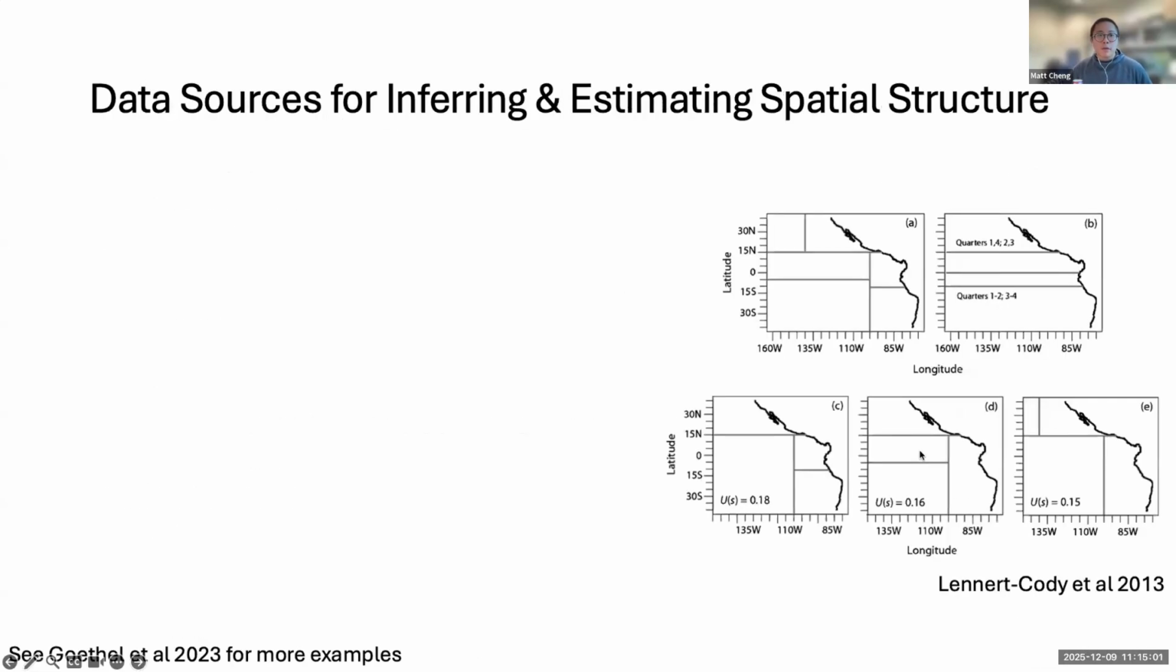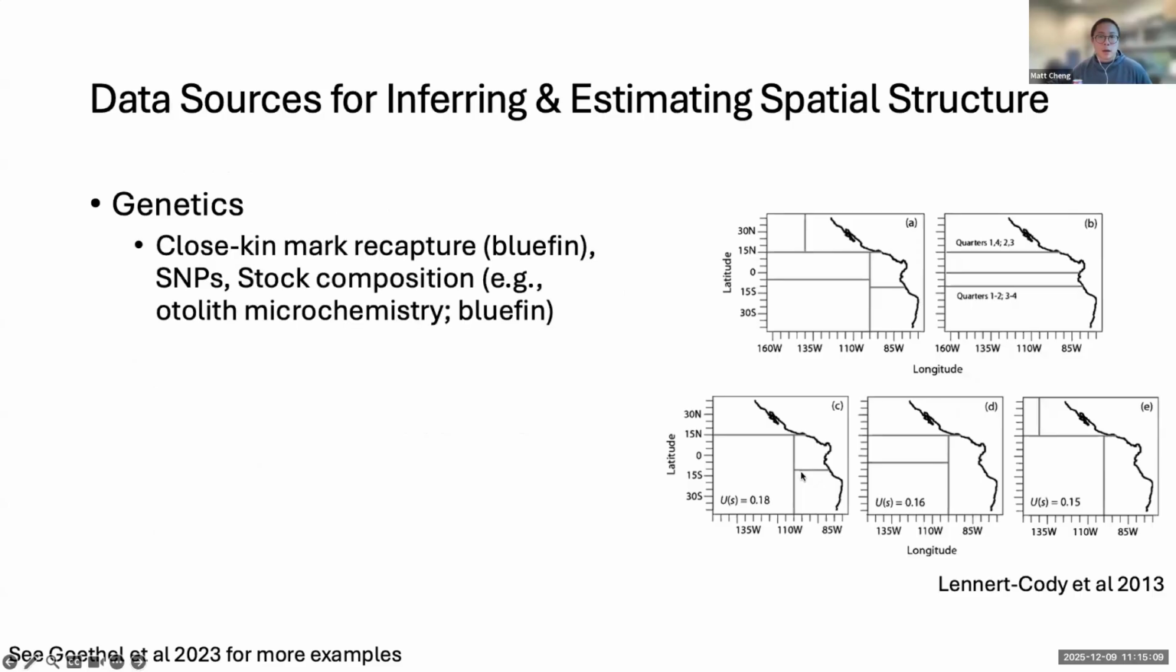There are several data sources that can be used to infer or estimate spatial structure. So we have genetics, where for bluefin, we have CKMR or SNPs, maybe to tell apart population structure. And in some cases, we might have stock composition data, such as otolith microchemistry, to help inform the stock or population proportions.